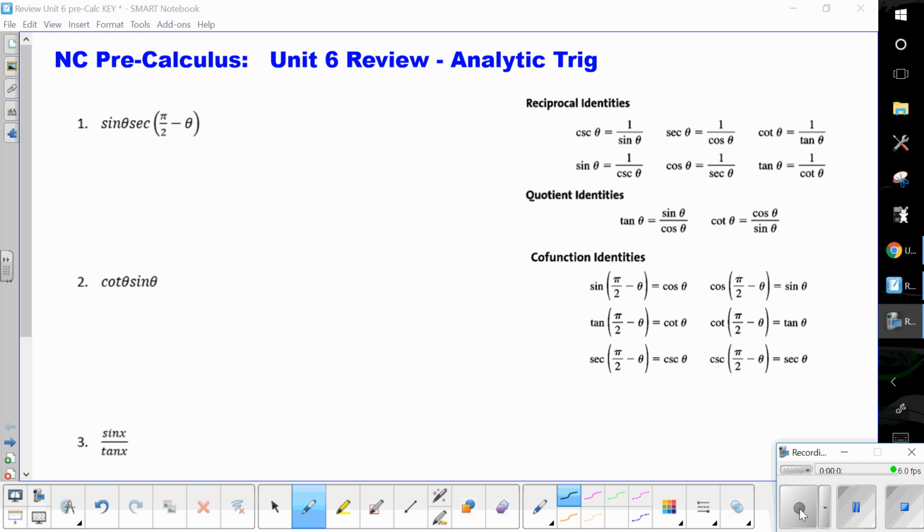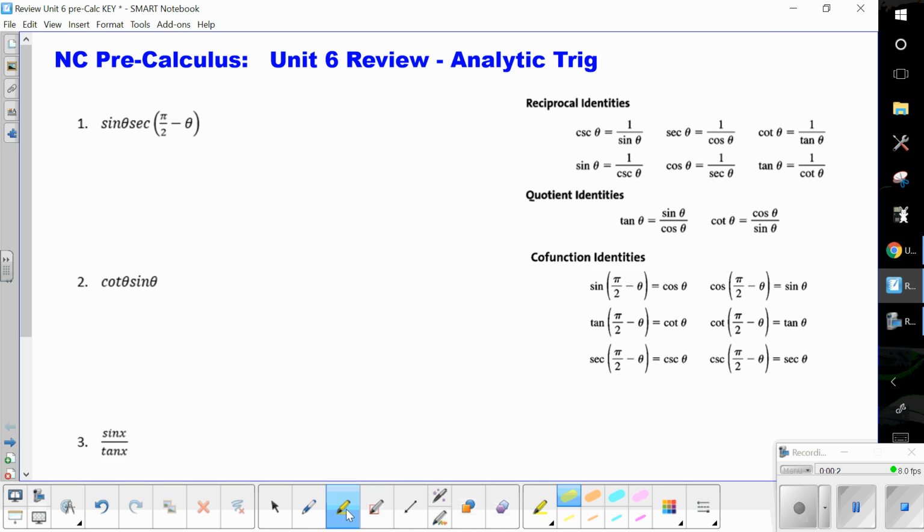All right, this is the Unit 6 review. We're going to do 3 questions here. The task for these problems is to simplify these trig expressions. And we have these different tables over here, and I've kind of cut and pasted what I think we're going to use. So it's kind of like a puzzle a little bit.